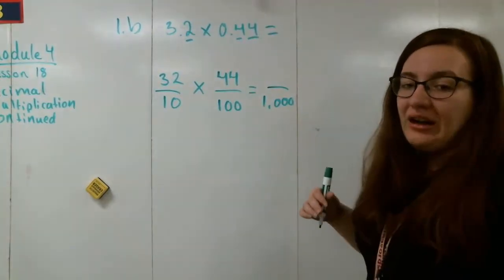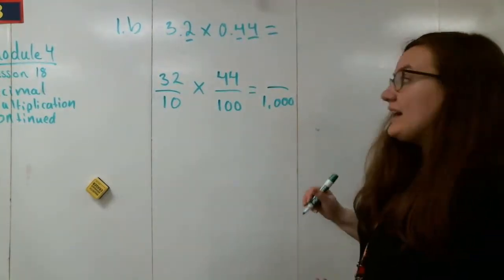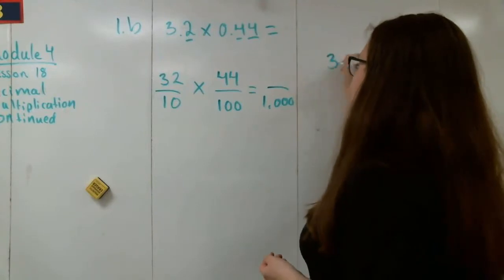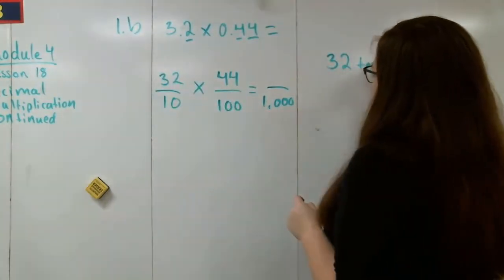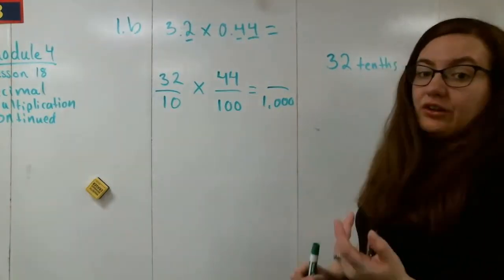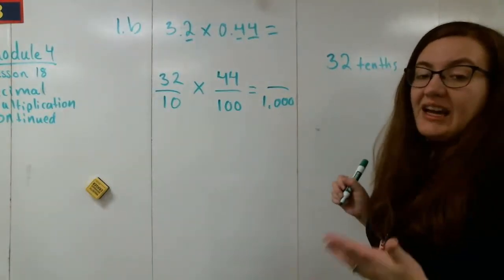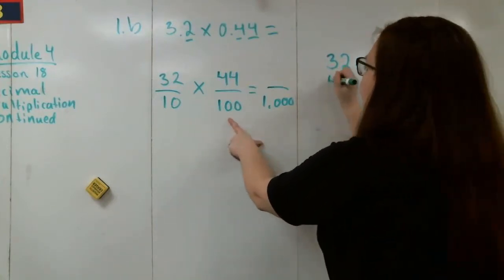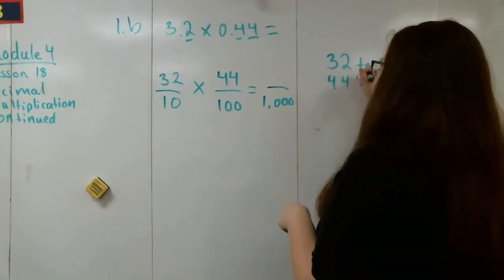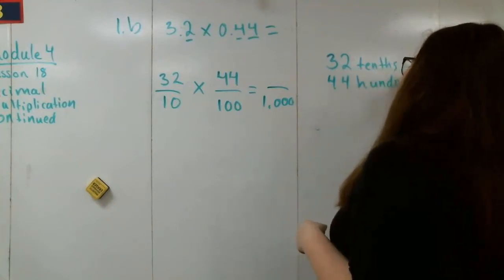And in this case, so I don't have to do 32 times 44 in my head, I'm going to set this up as a standard algorithm. So I have 32 tenths. And again, I'm just writing these in unit form because this is how you are going to see it in your books. And then I multiply it by 44 hundredths, like so.